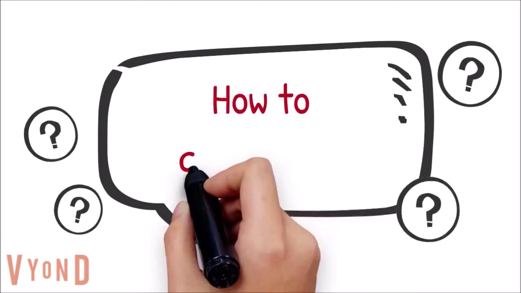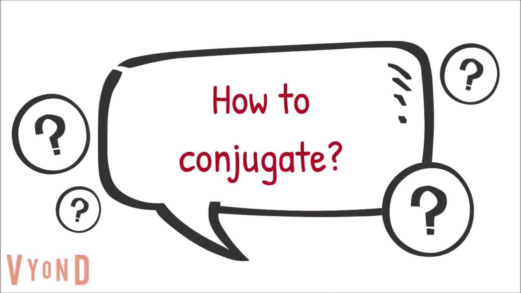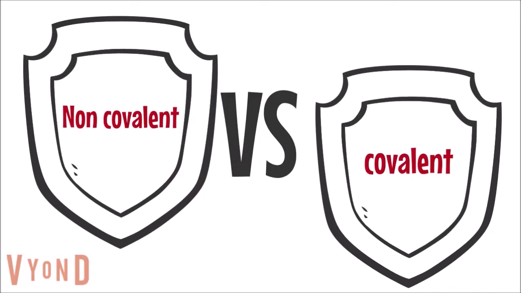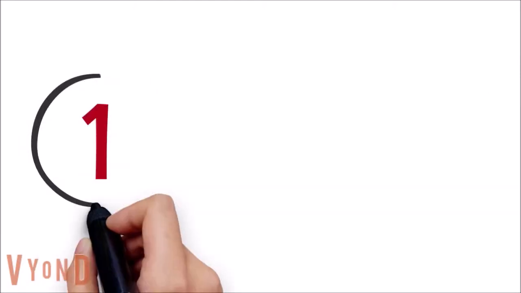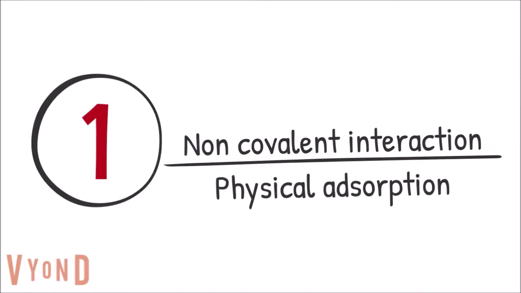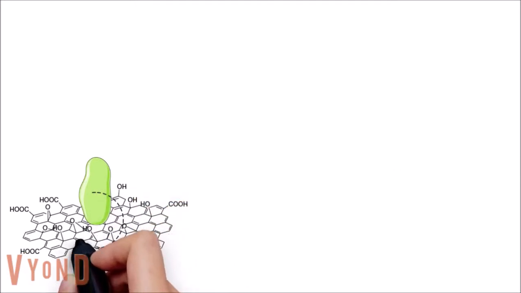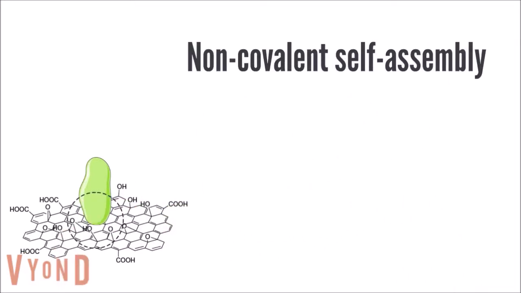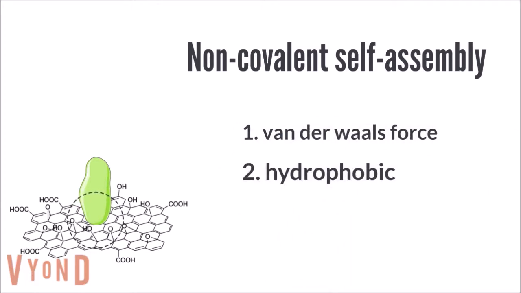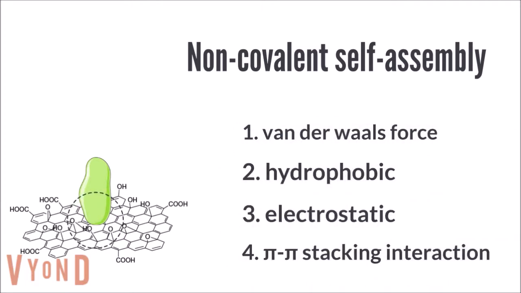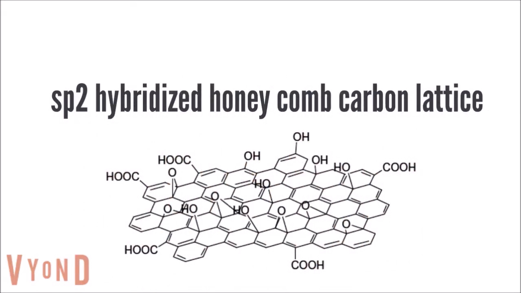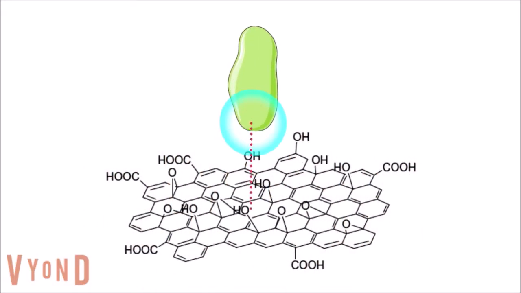Then, how do we conjugate graphene oxide and protein or enzyme? There are two ways: non-covalent interaction and covalent interaction. The first method is non-covalent interaction, the same as physical adsorption. The mechanism of protein adsorption on GO is a kind of non-covalent self-assembly, including van der Waals, hydrophobic, electrostatic, and pi-pi stacking interaction.